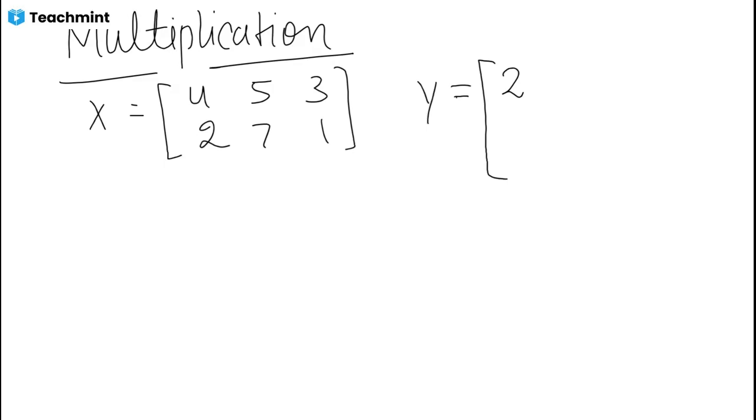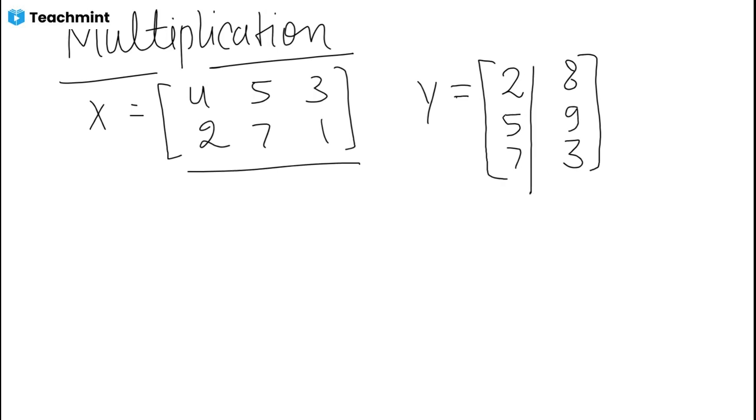So 2, 5, 7, 8, 9, 3. We can have as many columns in the second matrix as we like, but the number of rows must equal the number of columns in the first. Here we have three columns, so we must have three rows here. Only then can we multiply them, otherwise we can't.